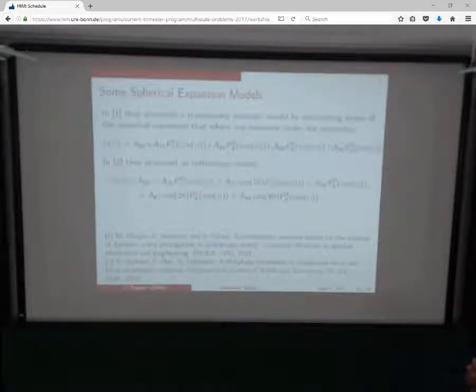Okay. So here are two examples. The first one, Pablo mentioned these guys in his talk, Ghahari, Iannucci, and Curtis. They were trying to do a transversely isotropic model. So they basically took a spherical expansion and they killed off terms that weren't symmetric with respect to transverse isotropy, and they came up with this model here. They expanded out to the eighth order.